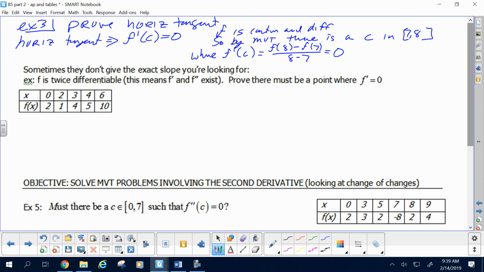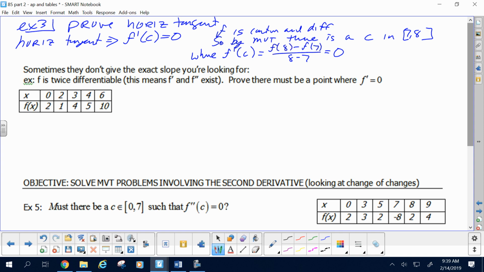Okay? A harder case, so those are pretty straightforward AP style. Knowing AP, then they sometimes throw you some where you have to do a little second layer of thinking here. So look at this one. F is twice differentiable, which is to say f prime and f double prime exist. Prove there must be a point where f prime is 0.